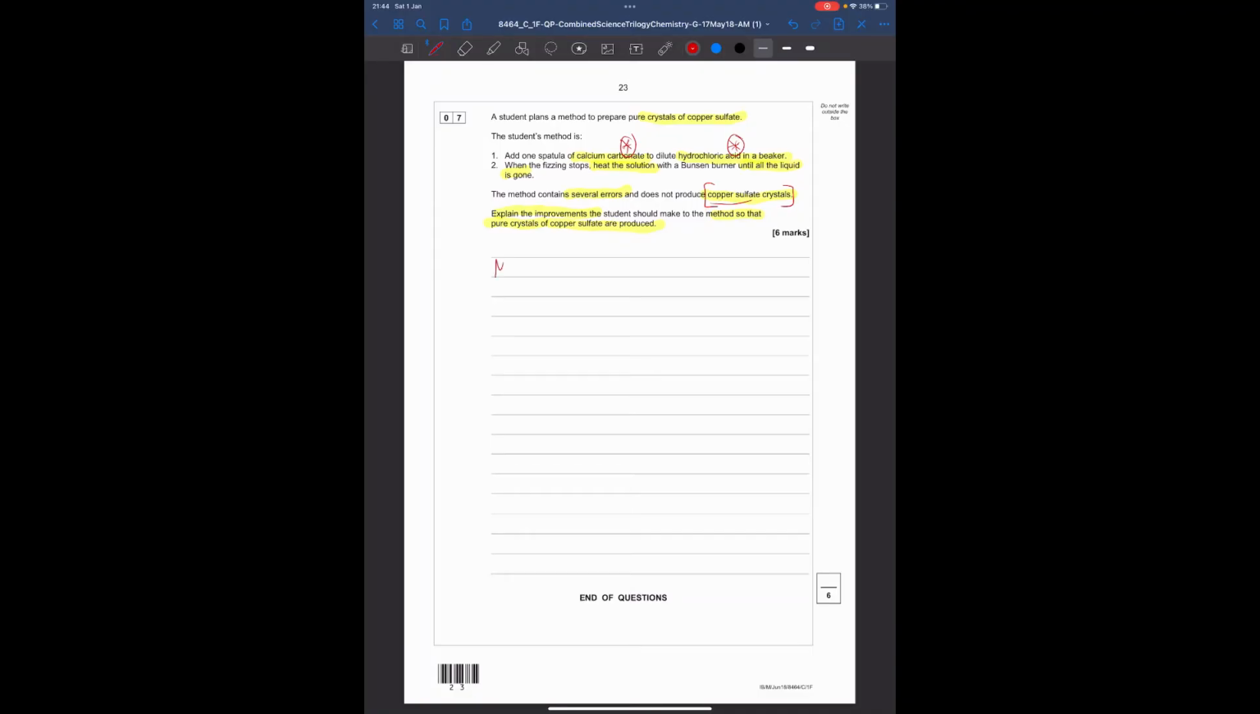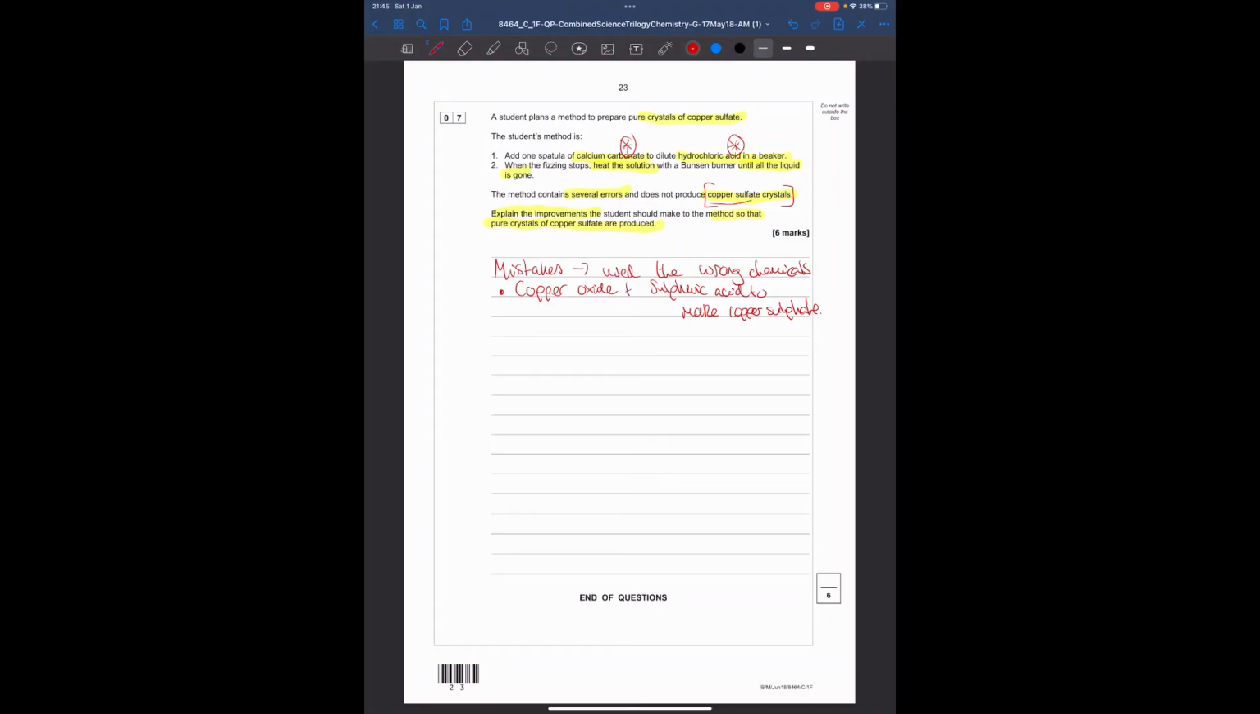So, mistakes, what you could say is that they should use maybe copper oxide and sulfuric acid to make copper sulfate. So the key mistake is they used the wrong chemicals. What should they do to improve it? Well, they should use the right chemicals, copper oxide and sulfuric acid.